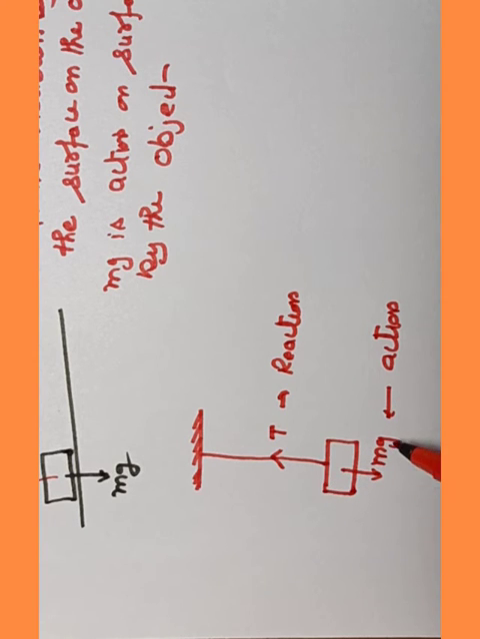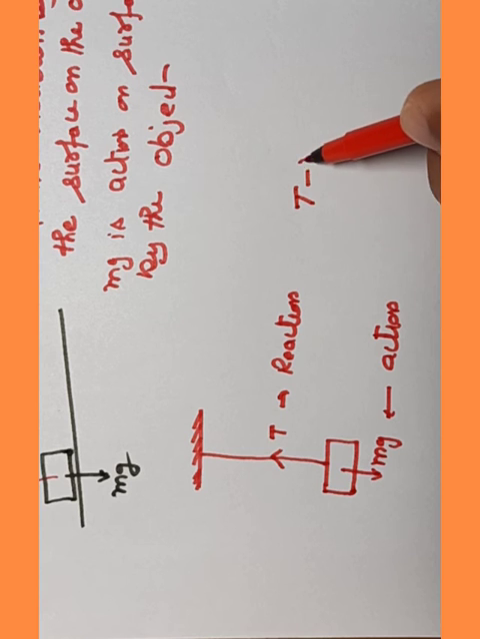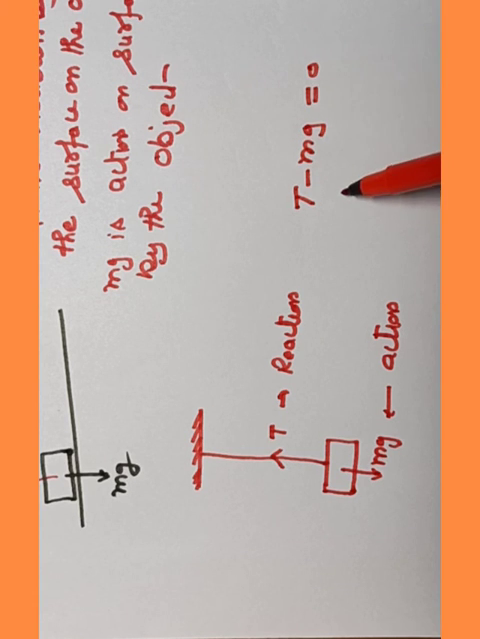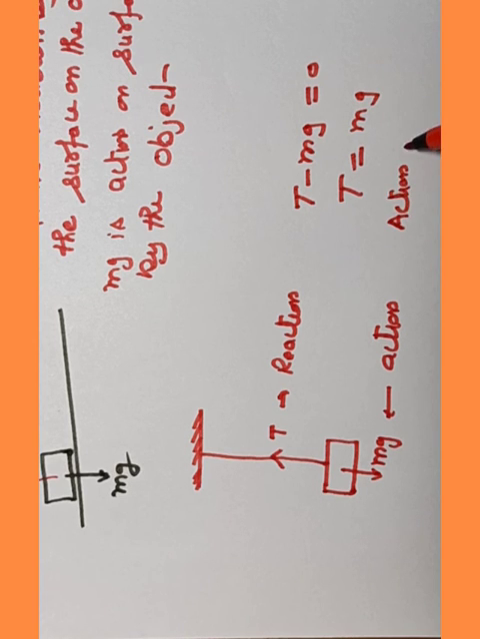Action is basically the object trying to pull the string downward with the force mg, and reaction is the tension which tries to keep the object at its position. And when both are at rest, then T minus mg equals 0, T equals mg. That is, action force equals reaction force.